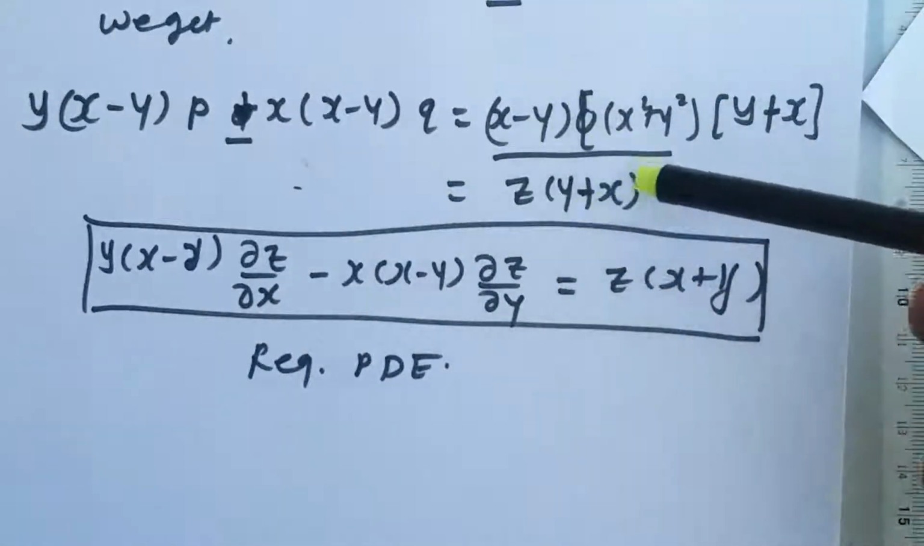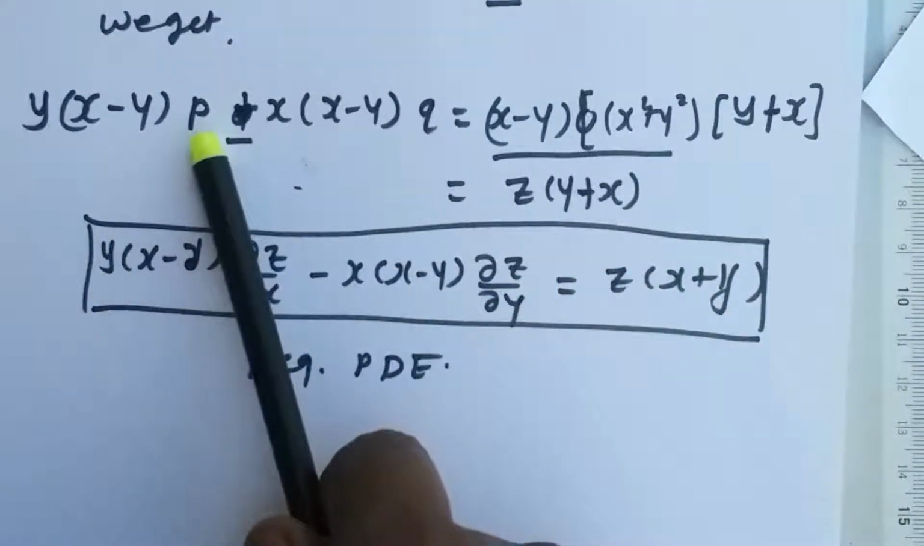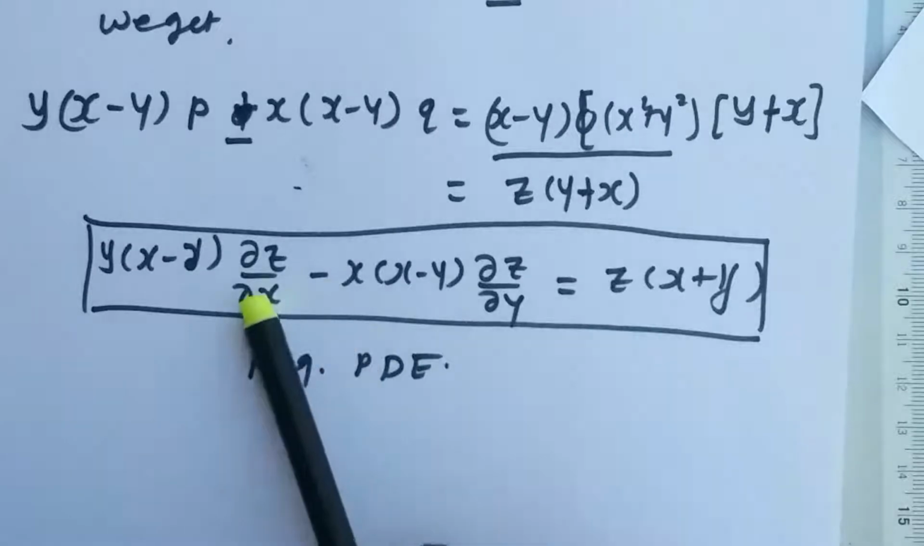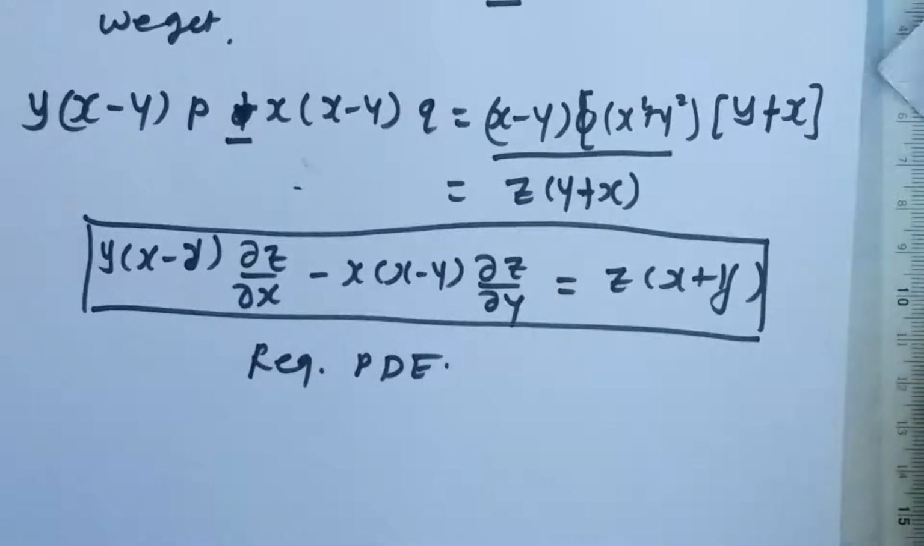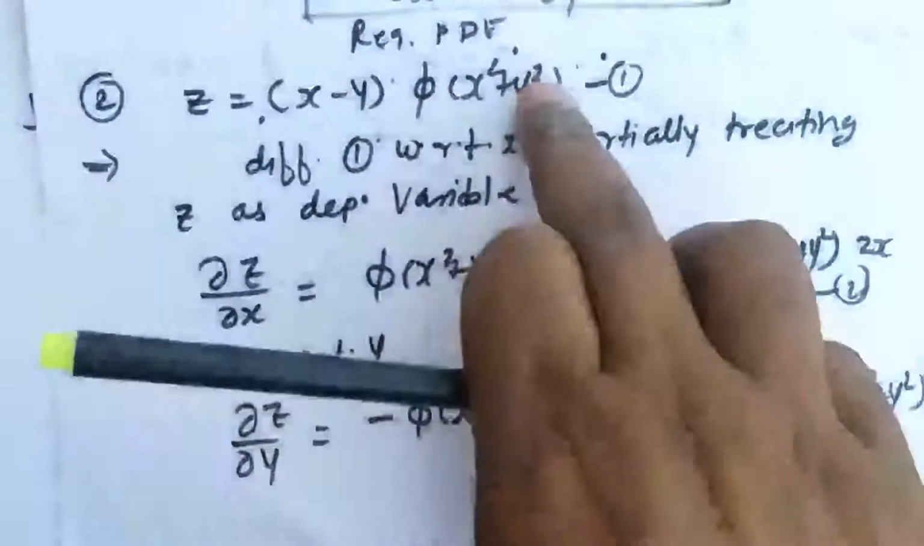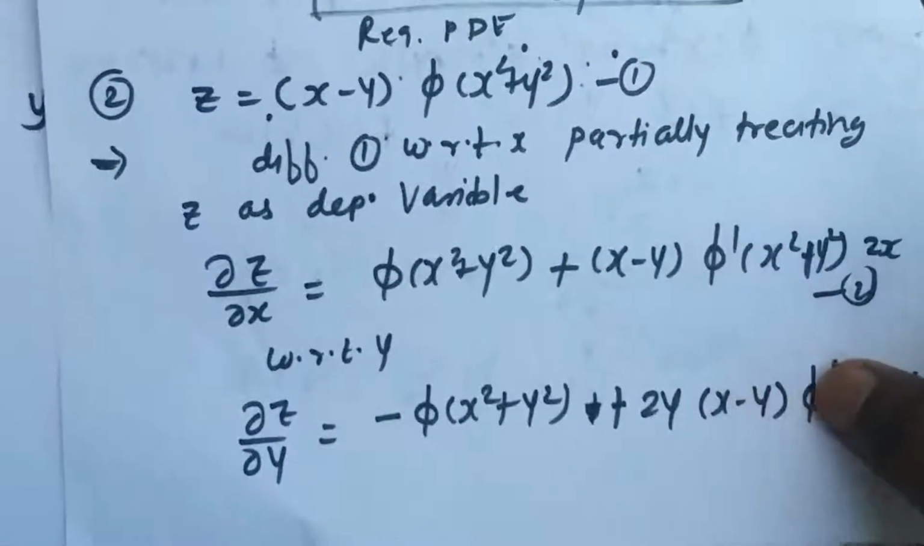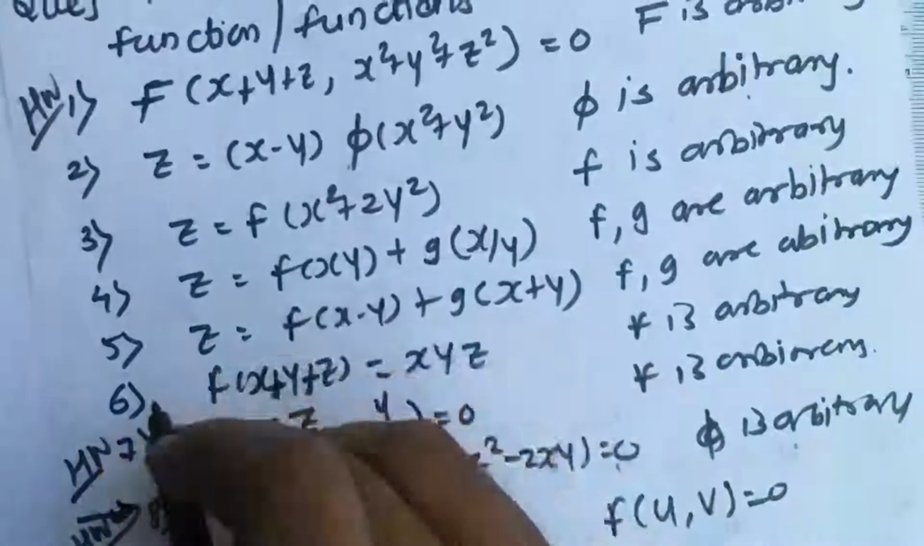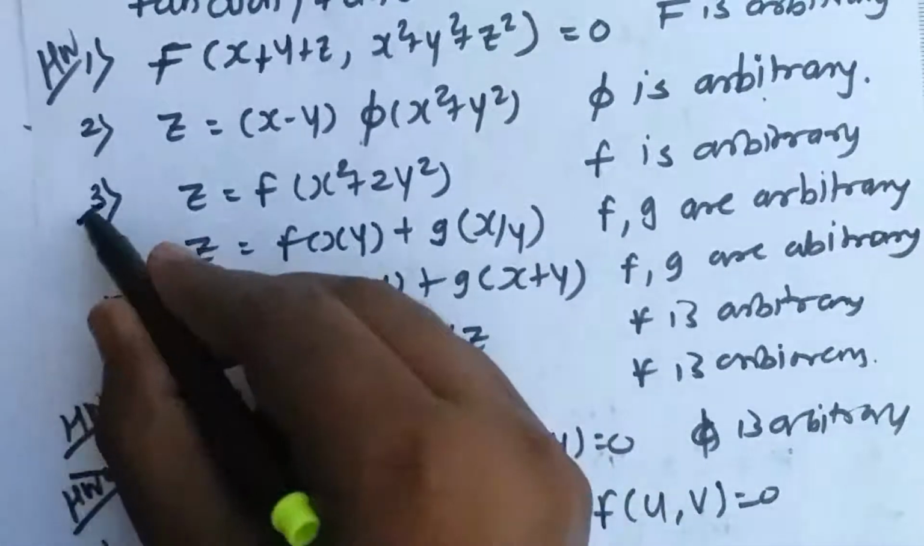So that's what we have done here. At the end I have replaced the values of p and q, and this is the required partial differential equation of order 1. So we have again obtained a partial differential equation of order 1 because only one arbitrary function is there. So one more problem of this type you can practice. The example number 3 you can practice.